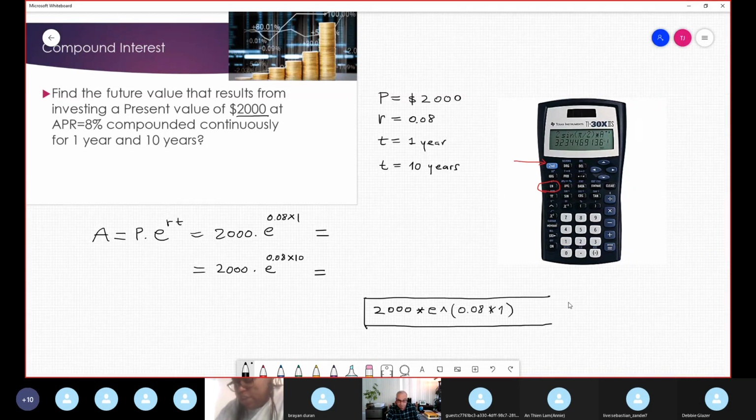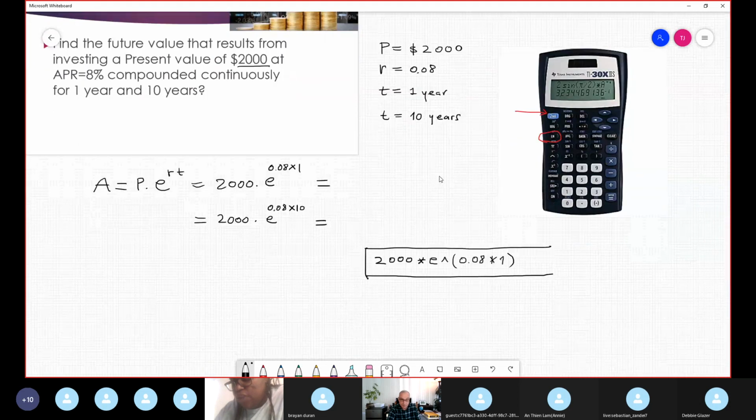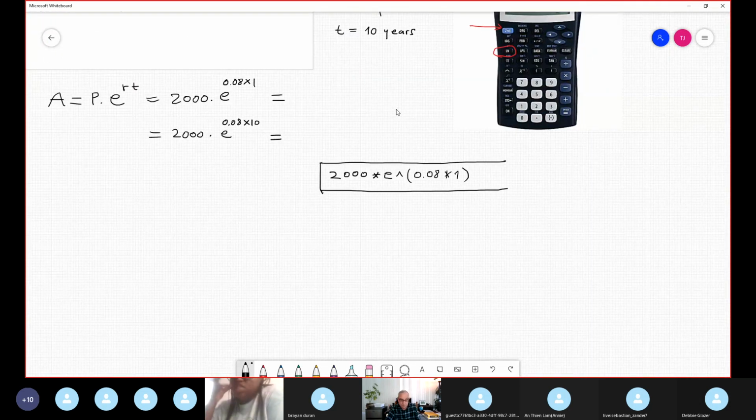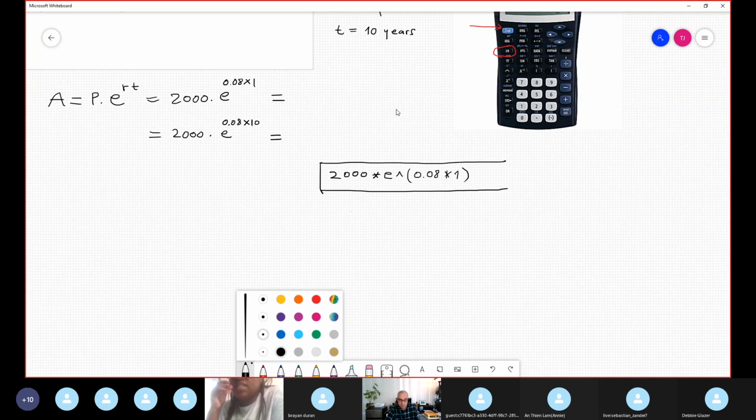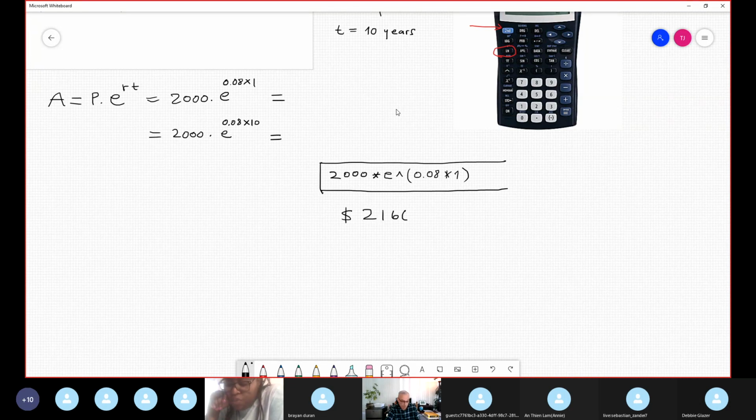So for 1 year, it will equal $2,166.57. Super. And for 10 years, it will equal $4,451.08. Excellent. That's exactly the answer I have in my head.